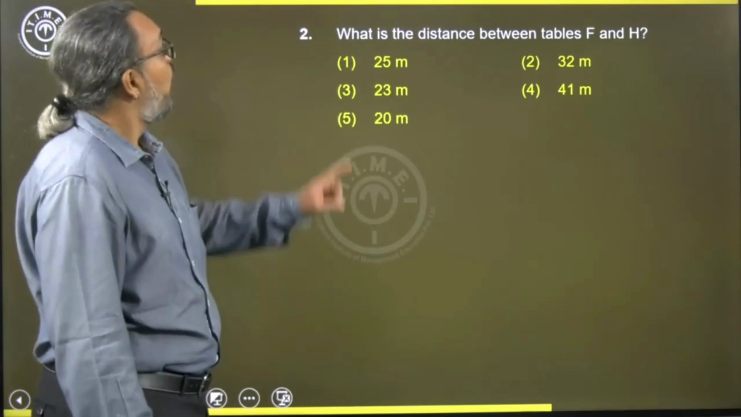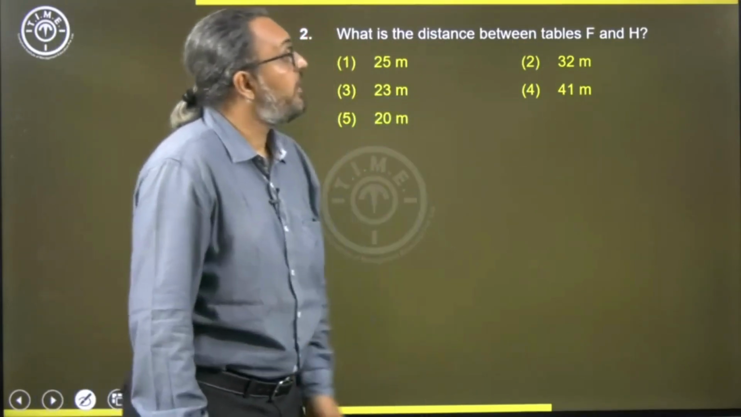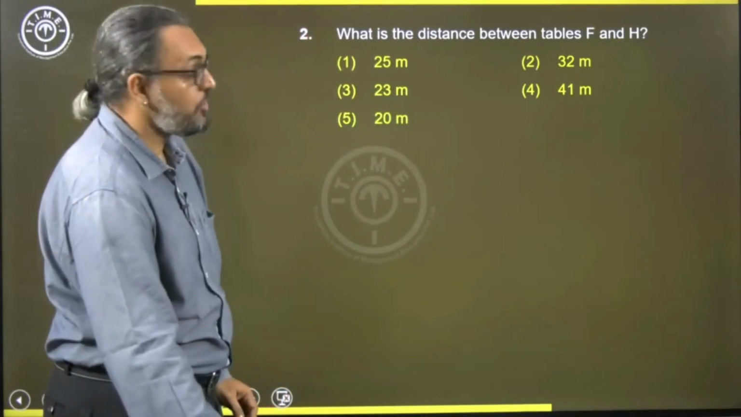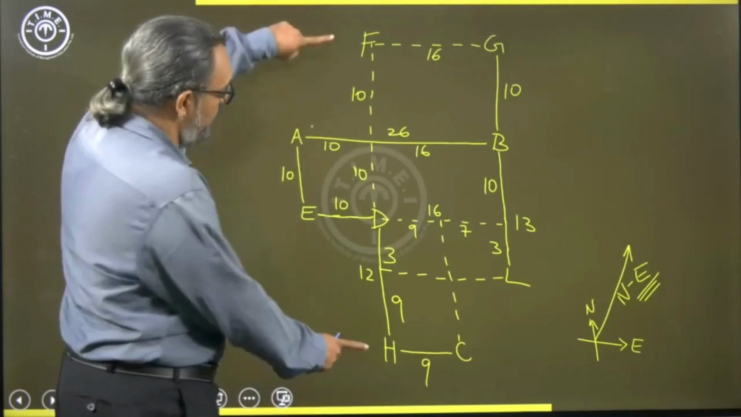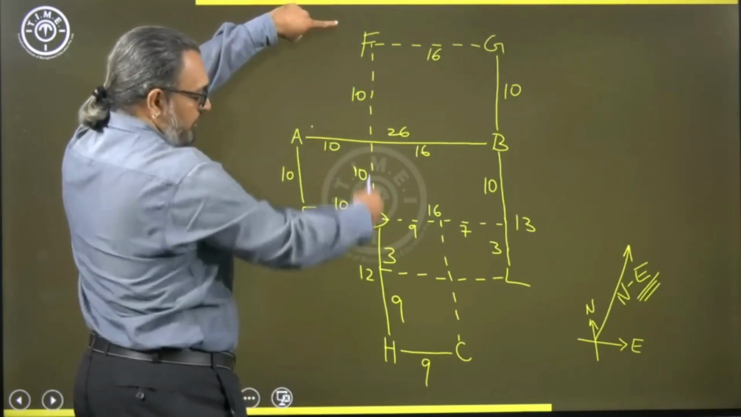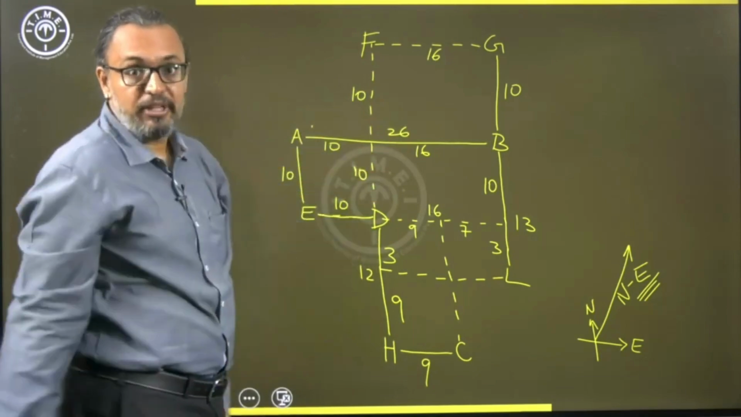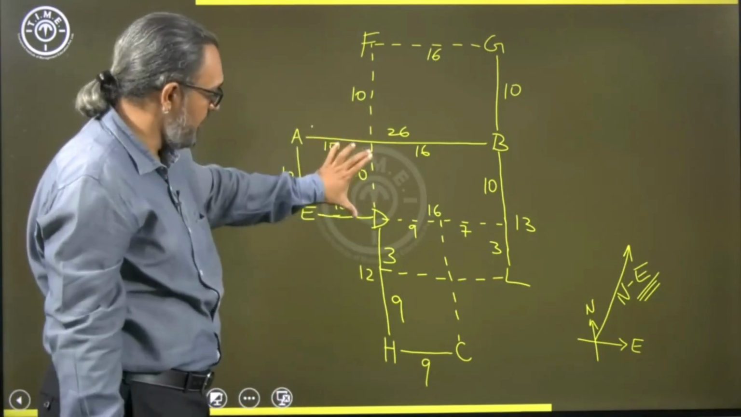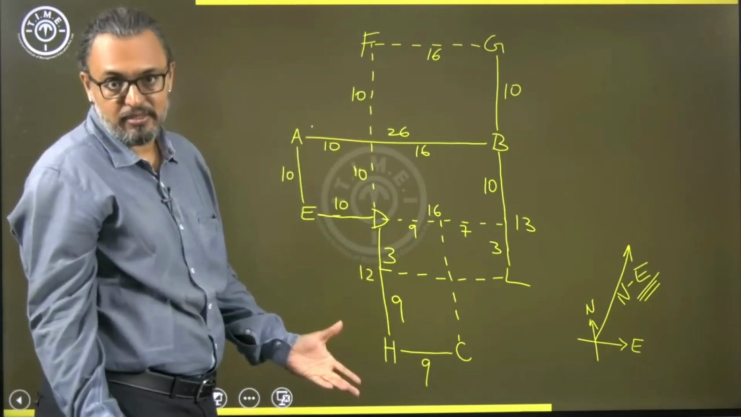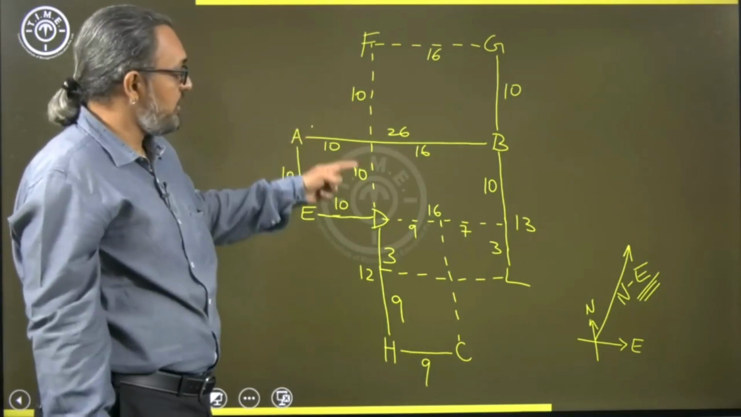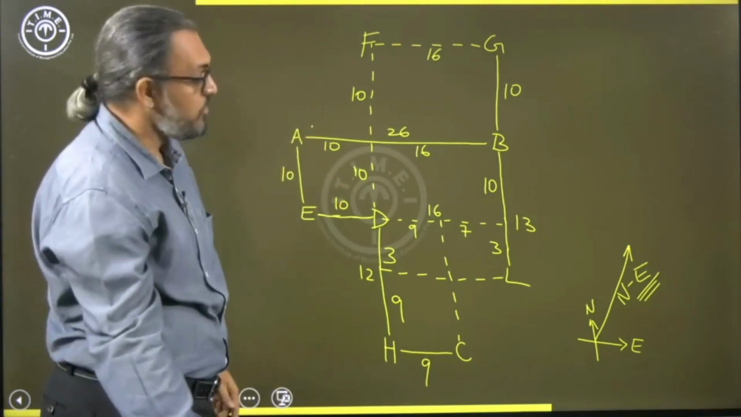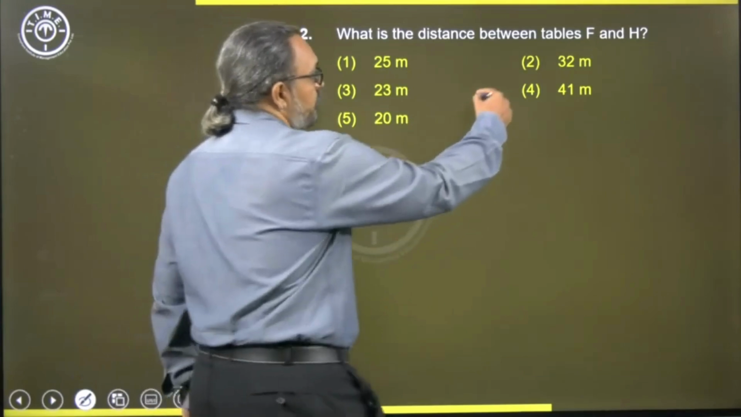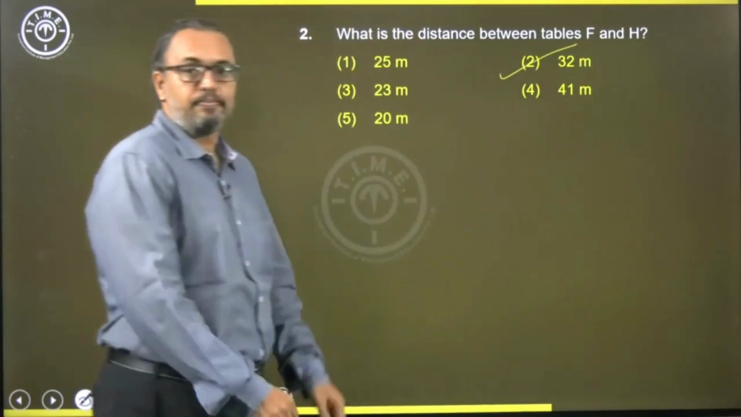Then next, what is the distance between tables F and H? So let us check between F and H. See, F and H are vertical. So it's asking what is the distance between F and H. You have 10 plus 10 plus 12. That is the distance. So 10 plus 10, 20 plus 12 is 32. That is available in choice 2. Correct?